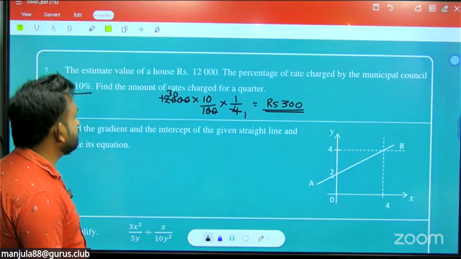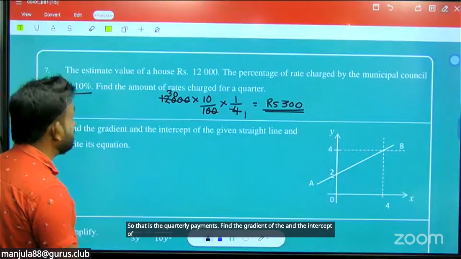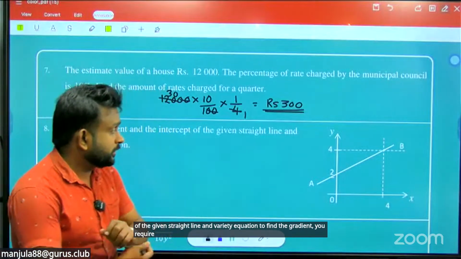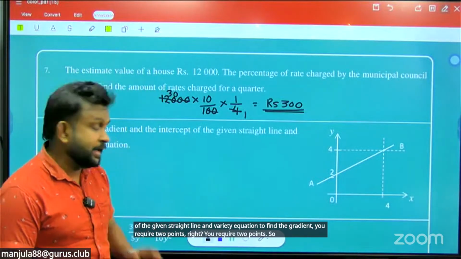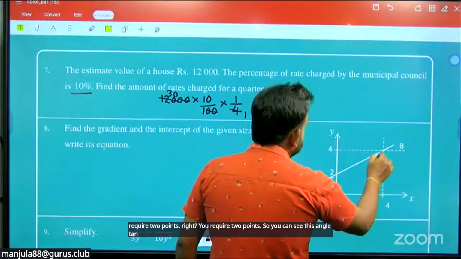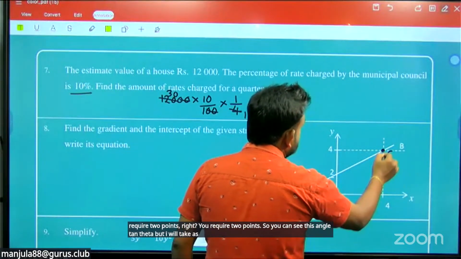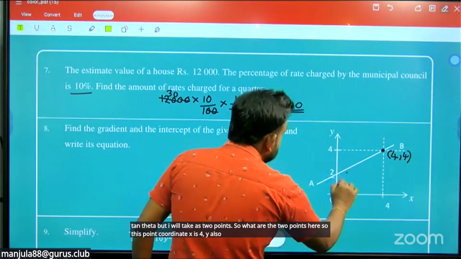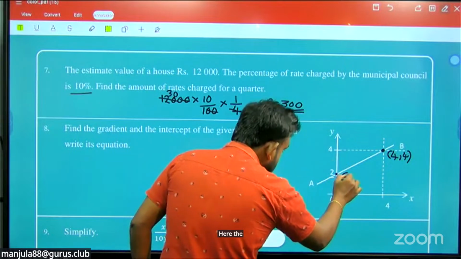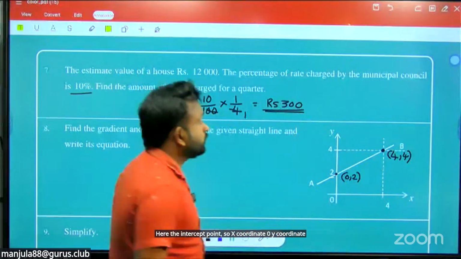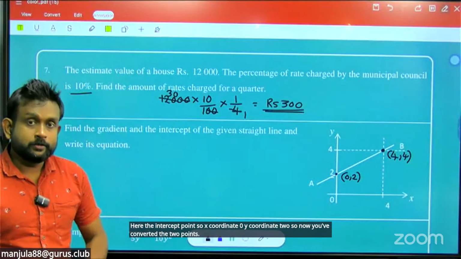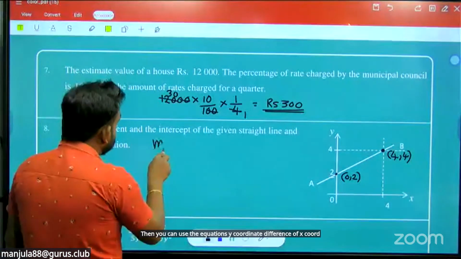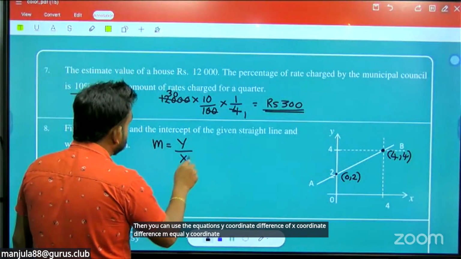Find the gradient and the intercept of the given straight line and write the equation. To find the gradient, you require 2 points, right? You can see this angle tan theta, but I will take 2 points. So what are the 2 points here? This point has coordinates x is 4, y also 4: (4, 4). Here the intercept point, so x coordinate 0, y coordinate 2. So now you have the 2 points. Then you can use the equation: m equals y coordinate difference over x coordinate difference.